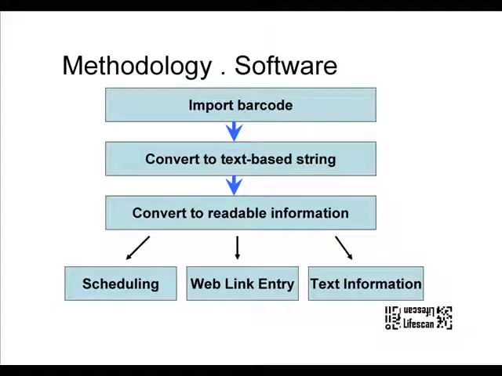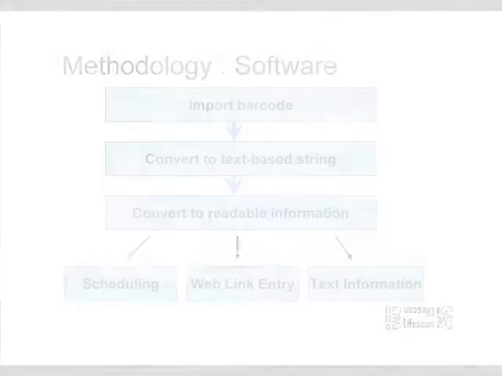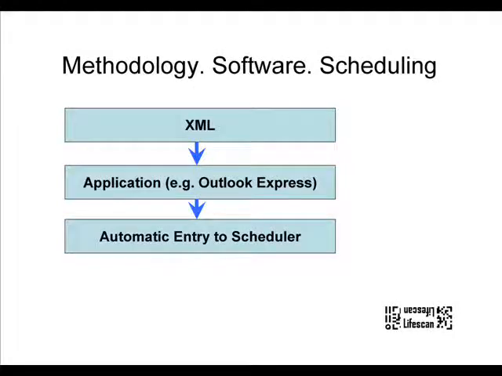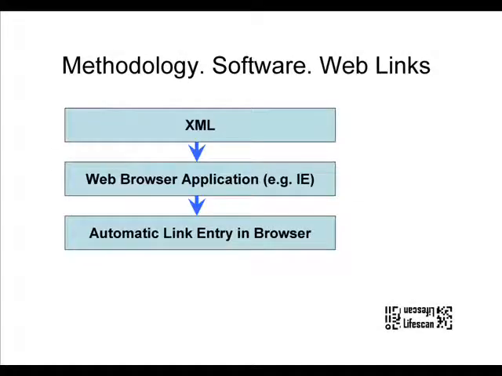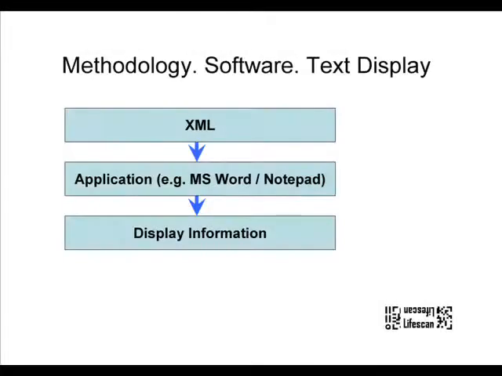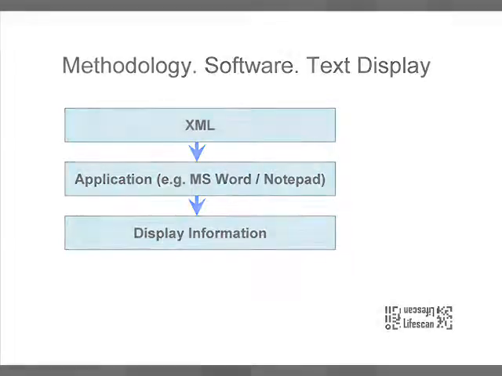After you've got the barcode, the software of LiveScan will convert the barcode to a text-based string and then use the strings to do different jobs. For schedule entry, the XML script will enter the schedule into your application such as Outlook Express. For the web link entry, the XML script will open the web browser and go to the link in the barcode information automatically. And finally, for the text information display, the XML script will open the converted string with the word processor directly. Then you can bring the information with you everywhere.